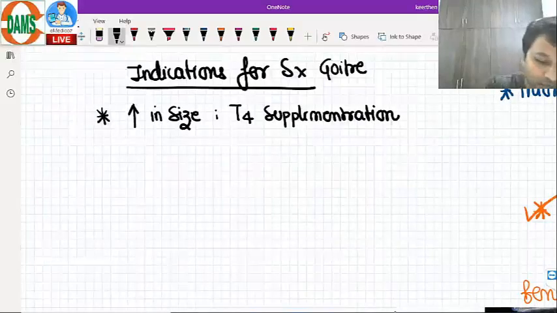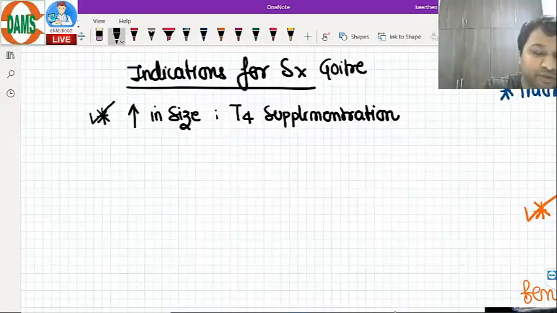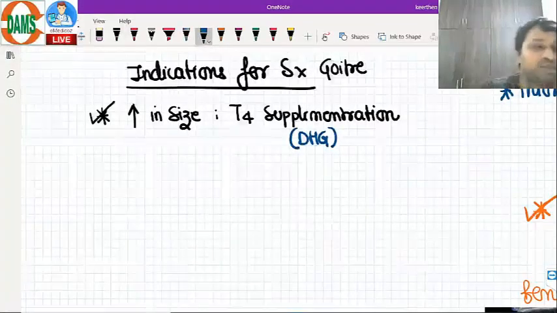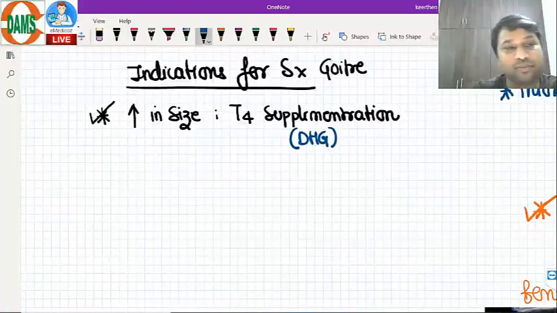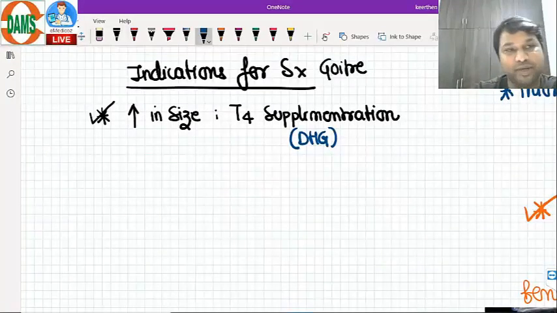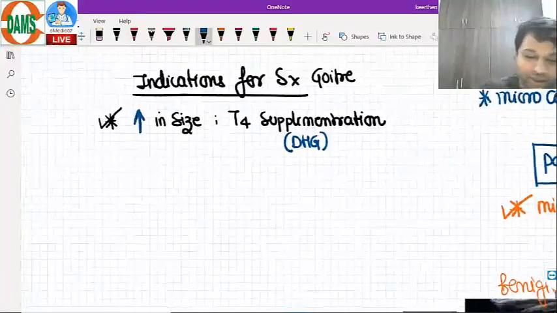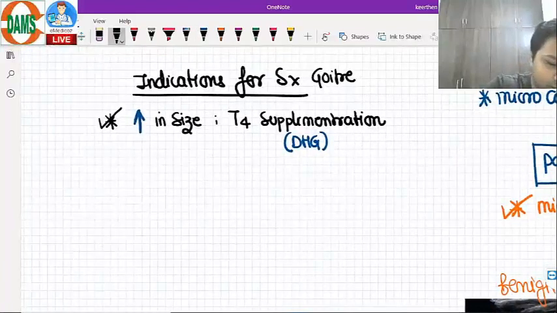Okay, now in which patient will we give T4 supplementation? I already told you, we give it in a patient of diffuse hyperplastic goiter, which is a reversible state. We start the patient on iodine supplementation and thyroxine. If the patient does not respond, that means if it continues to grow in size even after receiving T4 supplementation, that is the first indication for surgery.